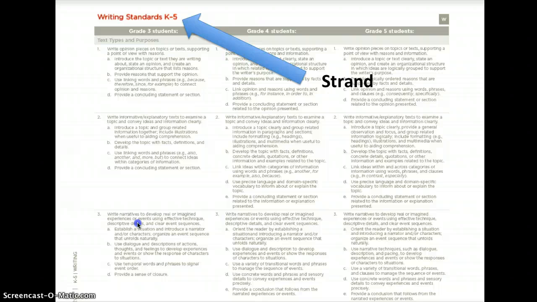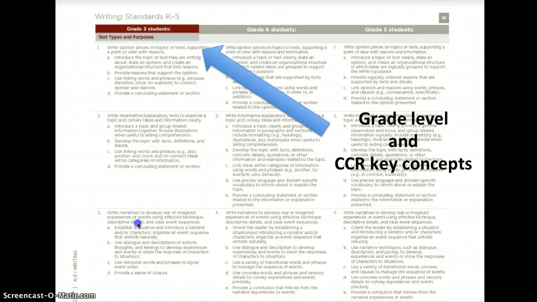When you see a standards page, at the very top left-hand corner, you're going to see what strand is being presented and what grade level. In this case, it's K through 5. Next, under that, you're going to see the grade levels and the college and career readiness key concepts. You'll notice that there are 3 grade levels on the same page, and if you look closely, you can see that each of the concepts follows along. They get a little bit more progressed as the grade progresses.